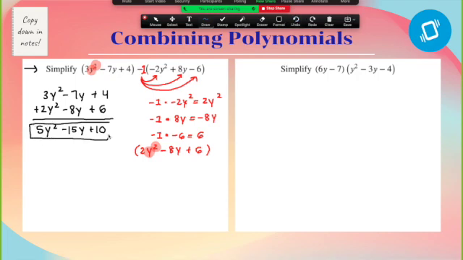Okay. Let's look at the next one. Next one is asking you to simplify 6y minus 7 times y squared minus 3y minus 4.